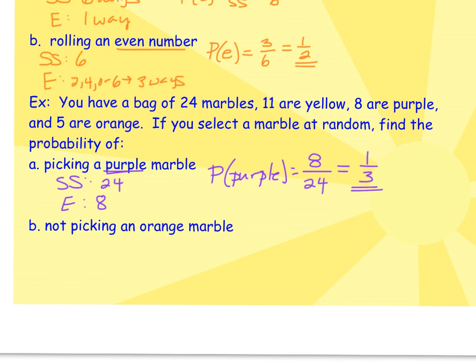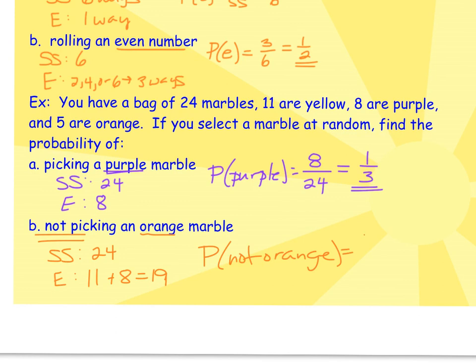What would be the probability of not selecting an orange marble? Again, our sample space doesn't change because we're not selecting something. It stays 24. But our event definitely changes. The marbles that aren't orange are yellow and purple, and there are 11 and 8 of those for a total of 19 marbles that wouldn't be orange. Therefore, the probability of picking a marble that's not orange is simply event divided by sample space.